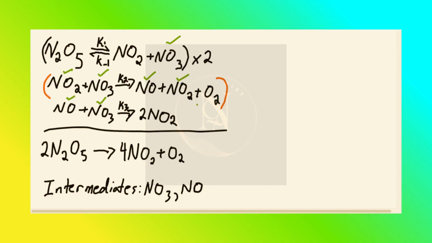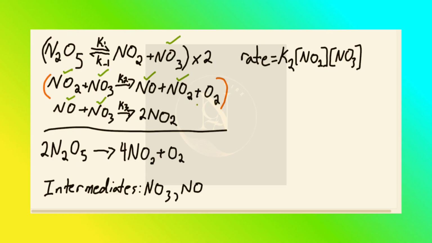So let's start by writing out what our rate is going to be equal to. We know that the rate of the total reaction is going to be equal to this guy right here, the second equation, which is K2 times NO2 times NO3. And that's lovely and all, but are we able to get this in terms of N2O5? Well, let's work through it.